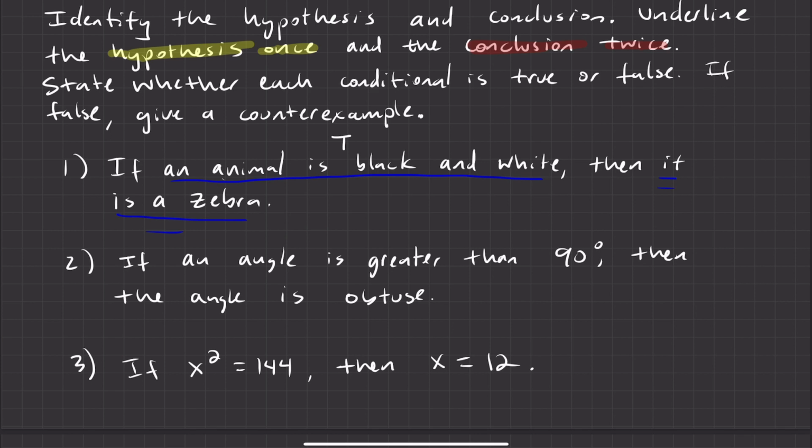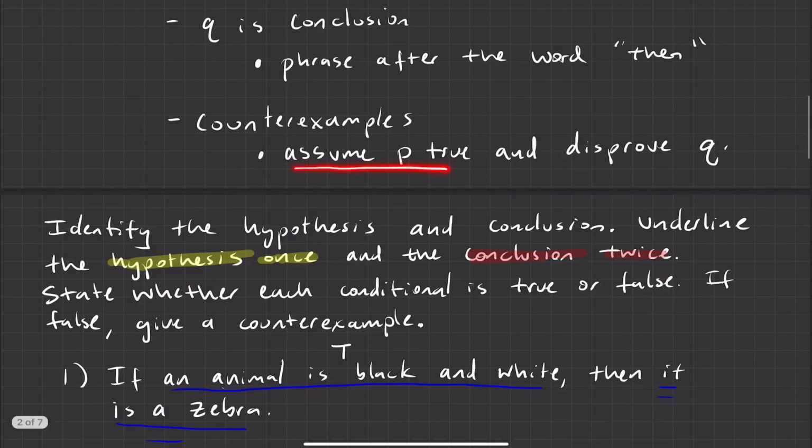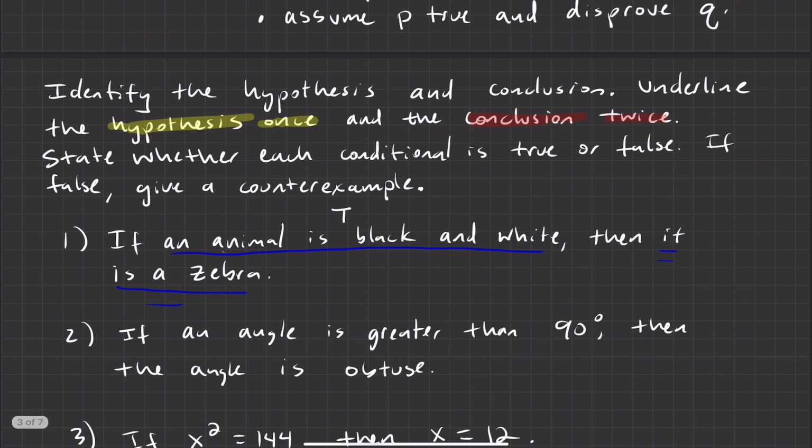Now, I want you to stop and pause right there and think. So if an animal is black and white, is it always a zebra? No, because I could think of a cow, because a cow can be black and white. So here, this is what I'm trying to say. With counterexamples, you're going to assume that P is true, which we did. This is true. And then you're going to go ahead and disprove Q. You're going to provide me an animal that isn't a zebra, but at the same time is black and white. And my counterexample with that would be a cow. Okay, a cow. All right.